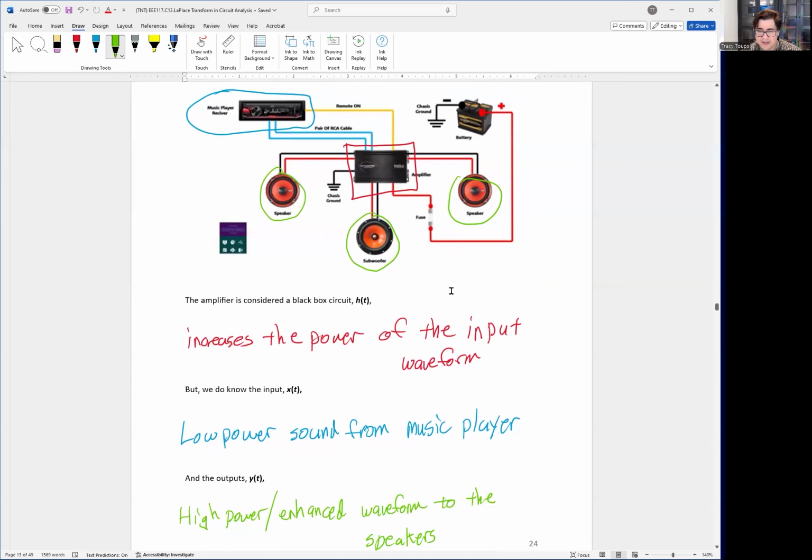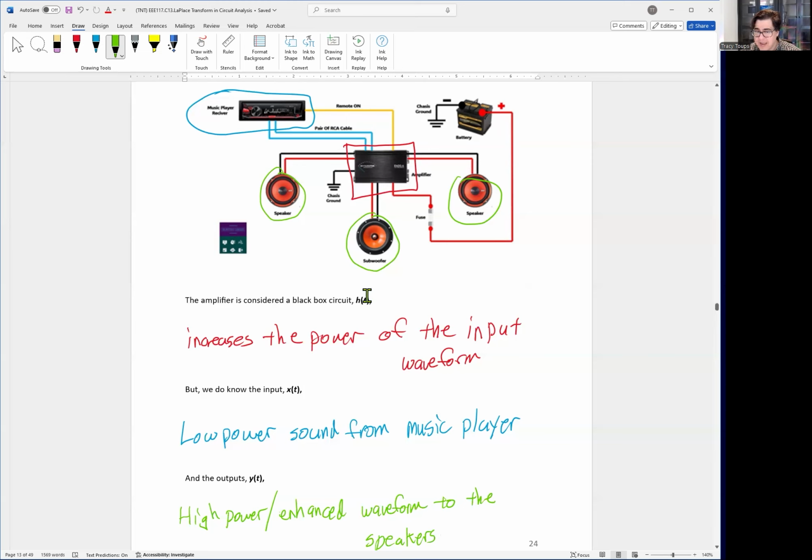Okay, so this is an example of what these three major systems are. H of t is the circuit itself, the amplifier. We don't know exactly how the amplifier is constructed inside, but we do know that if we have an input X of t from the music player, which is a low power small signal, the circuit will amplify it to a high power enhanced waveform to the speakers. So there's an amplification unit in here somewhere.